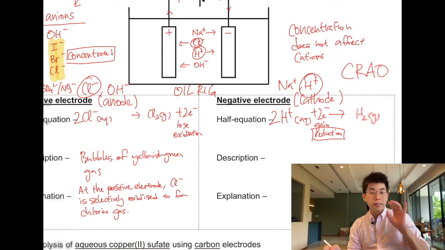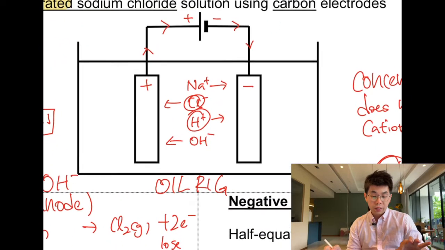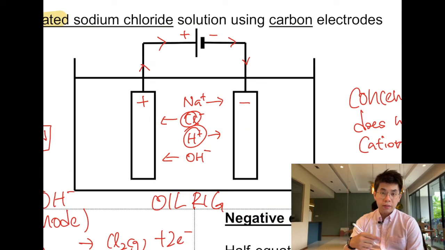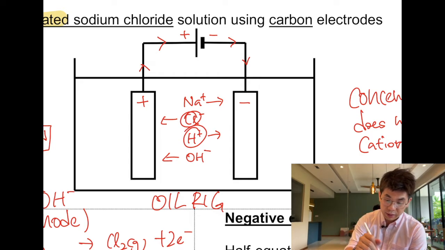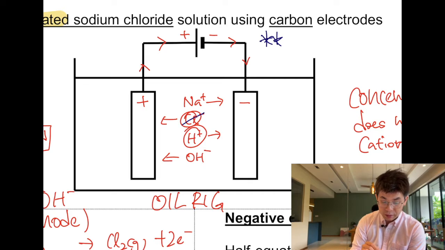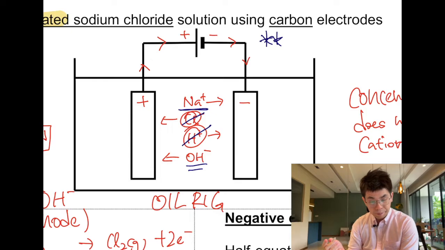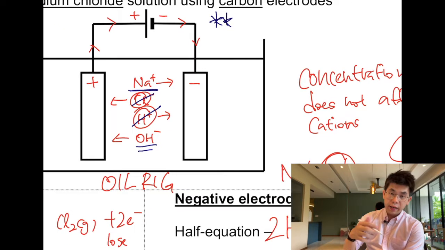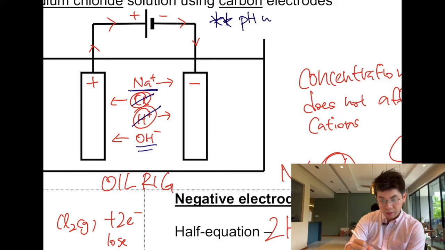Just one last thing to add over here. As the electrolysis occurs, I'm going to write this in another color because this is important. As the electrolysis occurs, the Cl- decreases, the H+ decreases, keeping the Na+ and the OH- there. So as the electrolysis happens, the pH will increase.